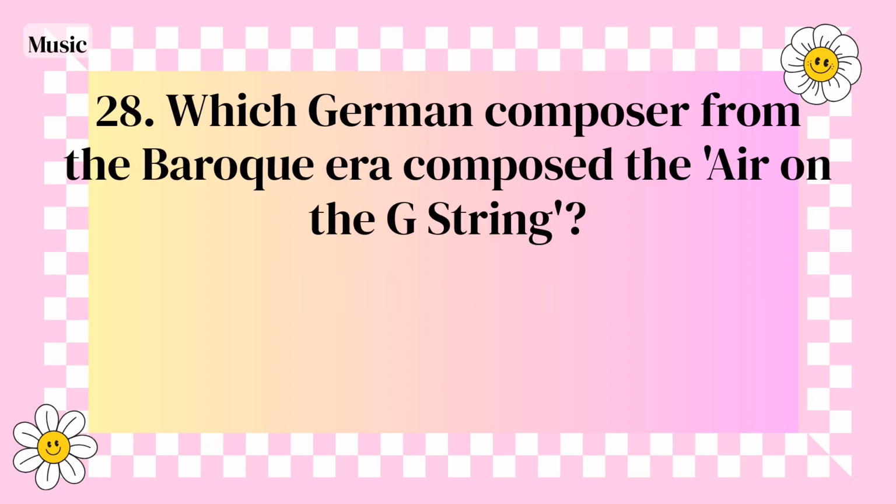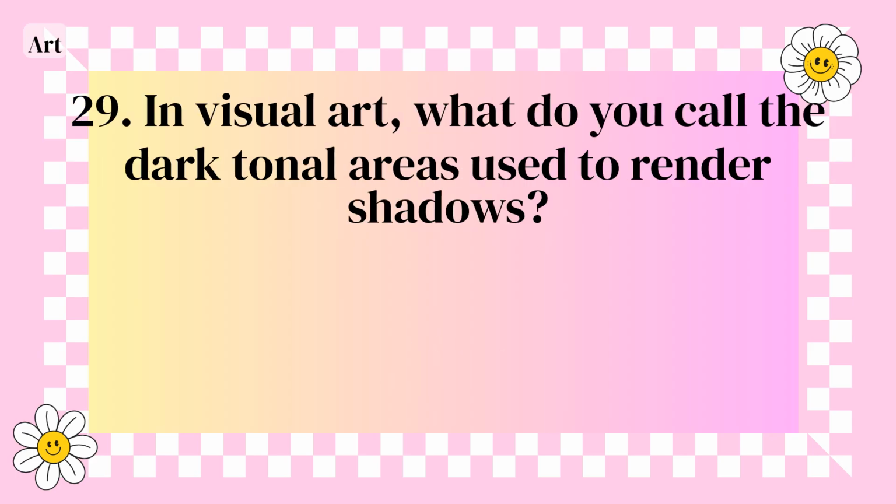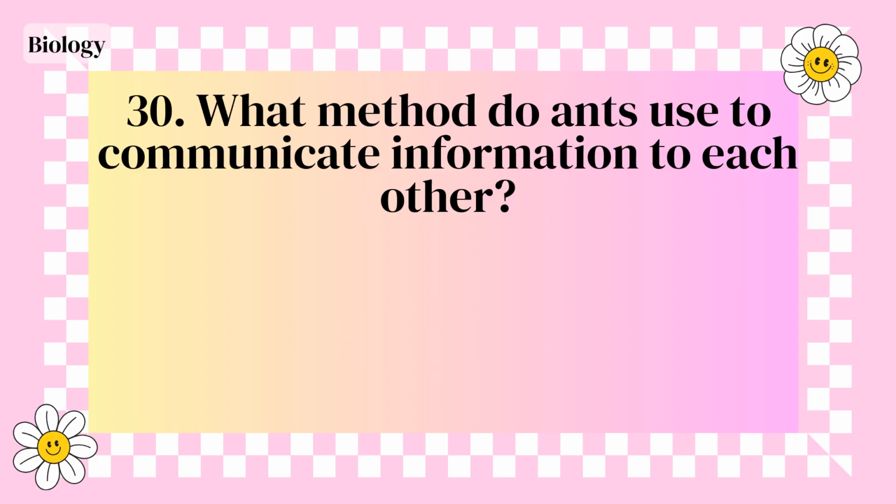Hermann Hesse. Which German composer from the Baroque era composed the Air on the G String? Bach. In visual art, what do you call the dark tonal areas used to render shadows? Shading. What method do ants use to communicate information to each other?